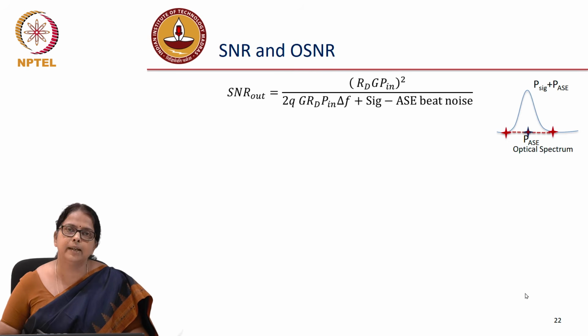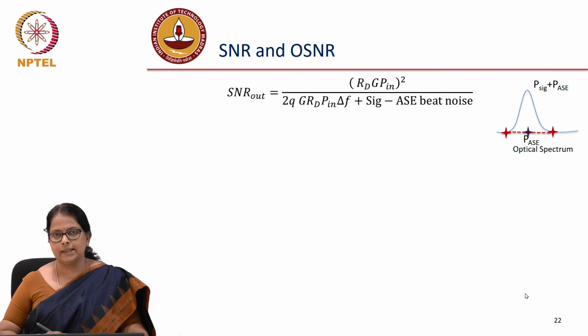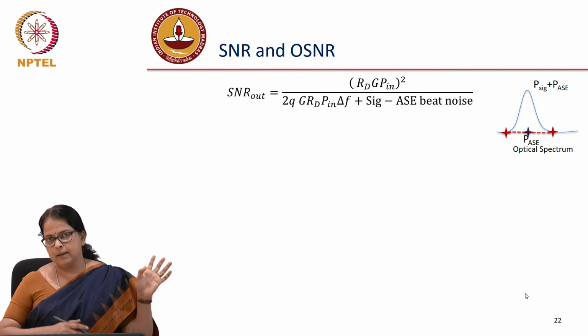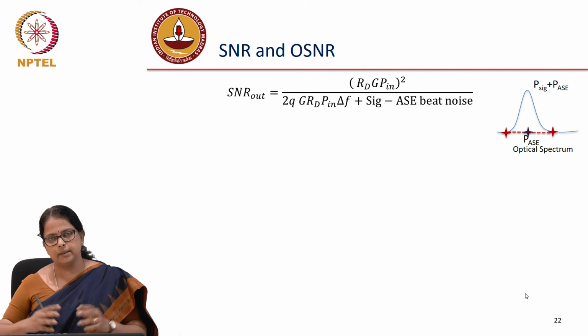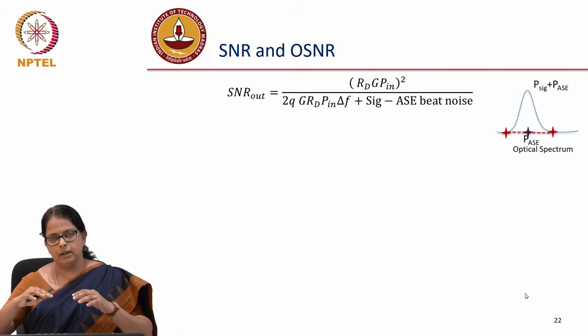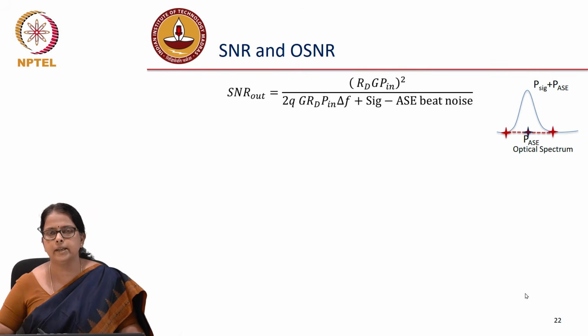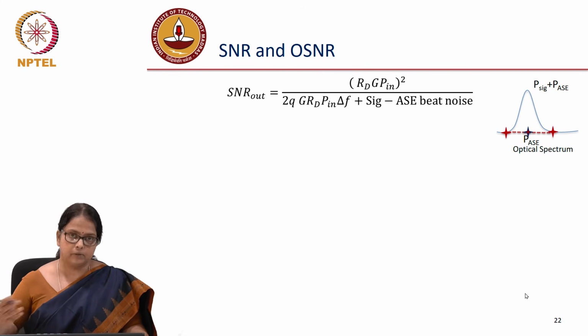We want to now relate the SNR and OSNR. SNR is the electrical quantity which decides your Q, and Q decides your BER and so on. Whereas optical signal to noise ratio is something related to the noise power added by the amplified spontaneous emission. Now we want to relate these two so that we can calculate the effect of the EDFA.